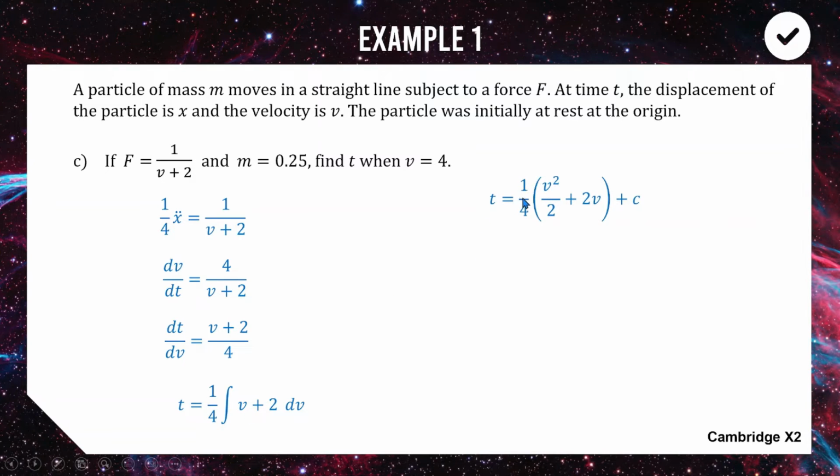Here we go. 1/4 of v squared on 2 plus 2v, and then we've still got the constant hanging out the side. Figuring out the constant, initially t equals 0, at rest v equals 0, so we end up with c equal to 0 once again, so we can just scrub that away. So there, if we expand out the 1/4, we get our expression for time in terms of velocity, which is all we need because now we can just find t when v equals 4 by subbing 4 into this. And we get a final answer equal to 4 seconds probably.